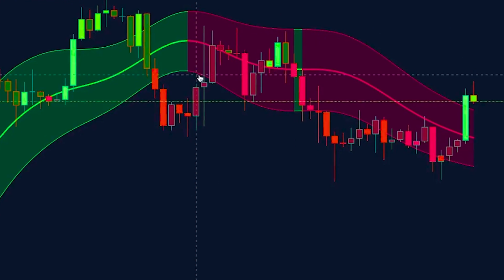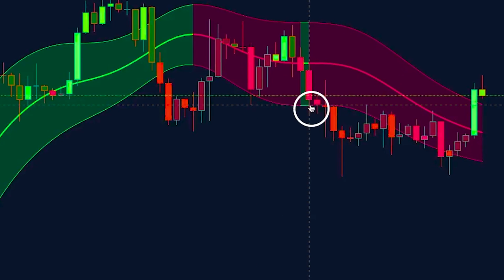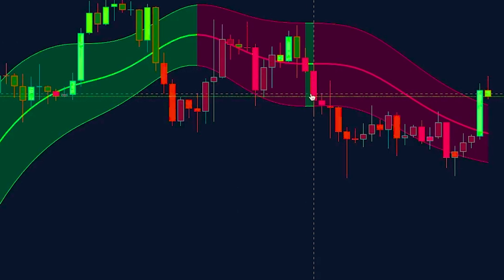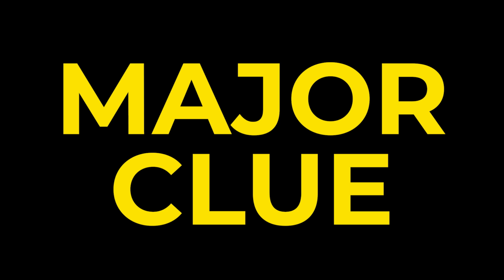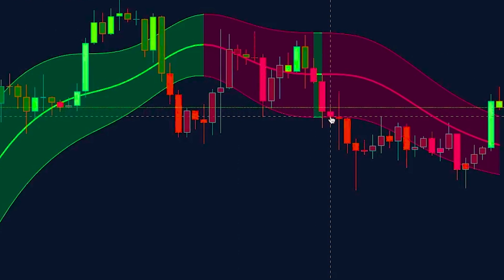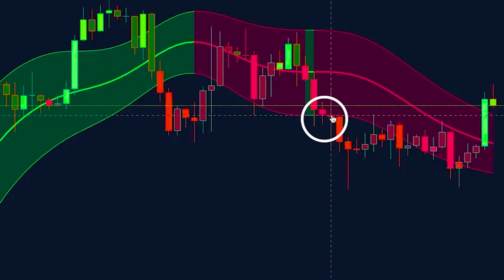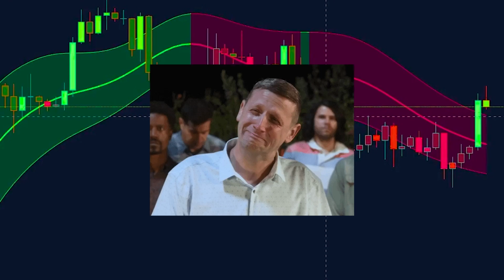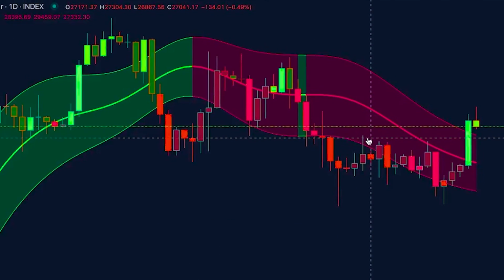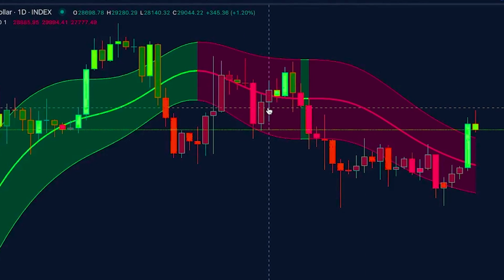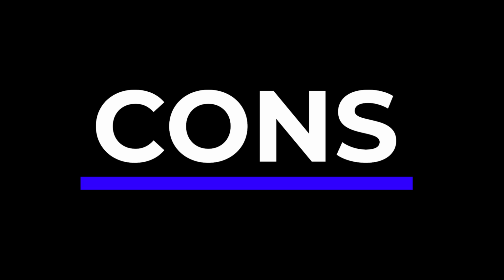We fell all the way down to the bottom here and held support, the bottom here and held support, and then the bottom here and held support. We had held support through that whole period while holding resistance at the top of the channel. This is a major clue, because at that moment we broke this bottom level of support, holding it as resistance with the body of a candle. This spelled turmoil for us. Now, these are some clues. These are some tricks and tips and techniques that you can utilize with the Gaussian channel to greatly outperform the market. Now, let's get to the cons.